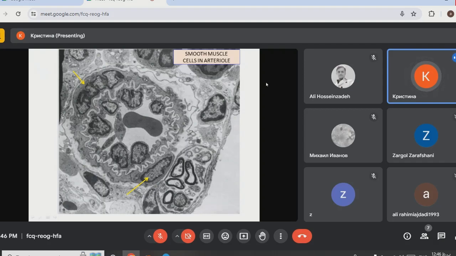This is the electron microscopy picture of the cross-section of the arteriole. Arteriole is the small artery, the blood vessel. Inside the blood vessel you can see erythrocytes and thrombocytes, platelets. These are endothelial cells. Endothelium lines all the blood vessels from inside. And the second layer here is composed of smooth muscle cells. And here you can see this funny spiral-like shape of the nucleus of this smooth muscle cell. So it's contracted form.